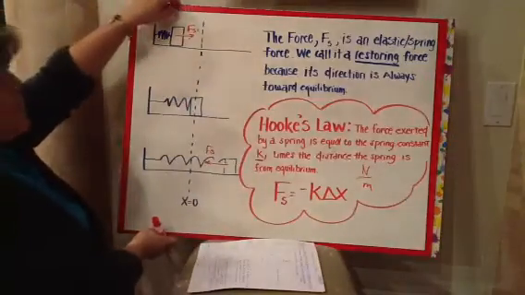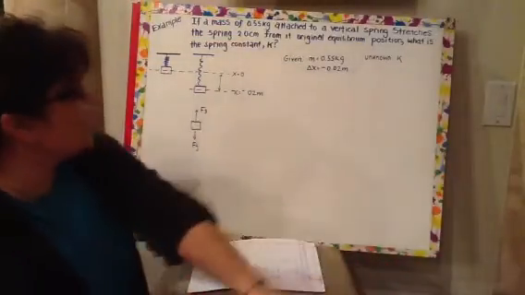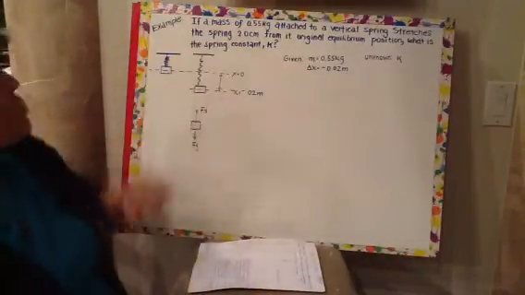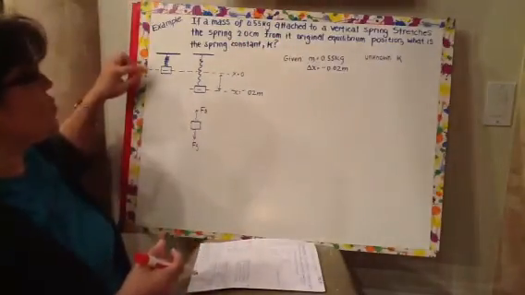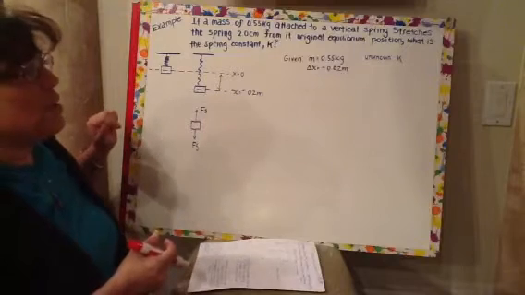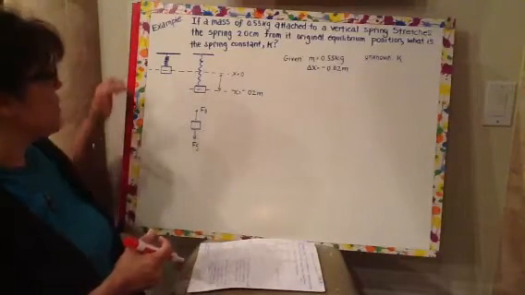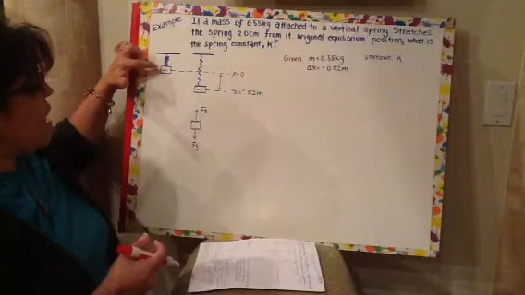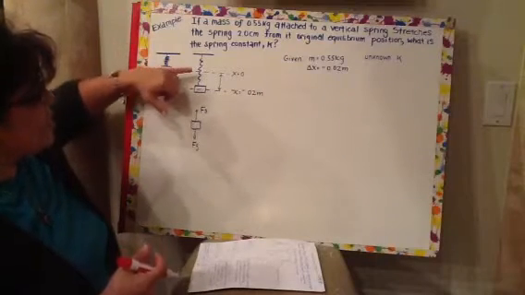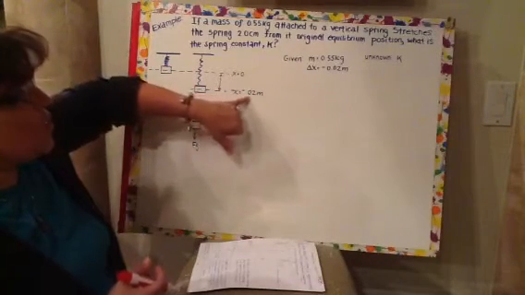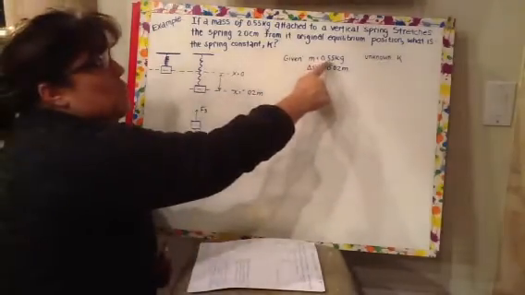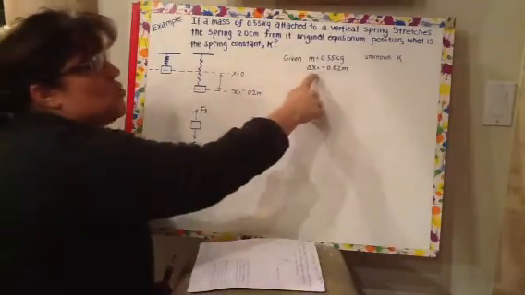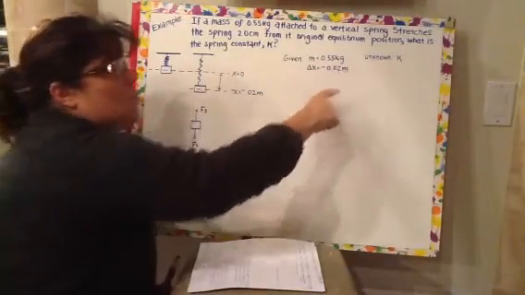Okay, so let's try an example using Hooke's law. We have a mass of 0.5 kilograms. It's attached to a vertical spring, and it stretches the spring 2 centimeters from its original equilibrium position. What is the spring constant? So we have this mass right here, and this is its equilibrium position. It stretches 2 centimeters or 0.02 meters away from the equilibrium position. So our given is 0.55 kilograms. It stretches 0.02 meters, and our unknown is K.